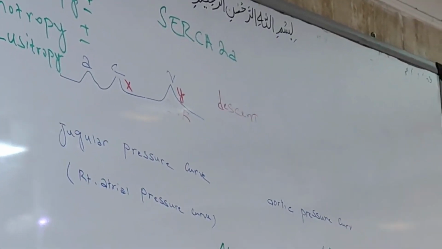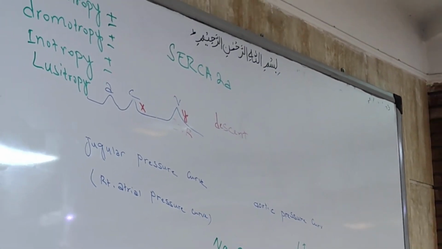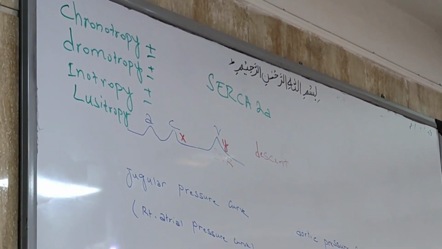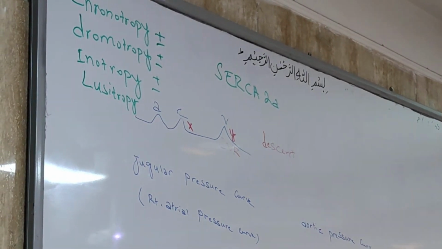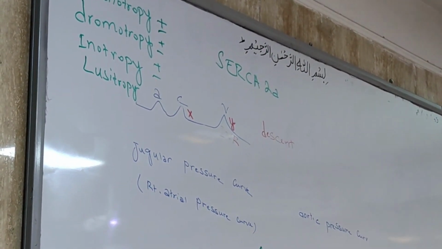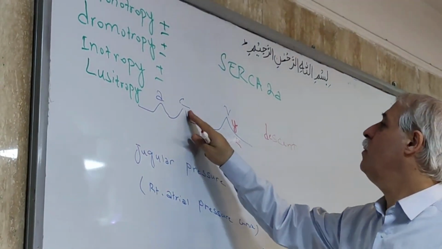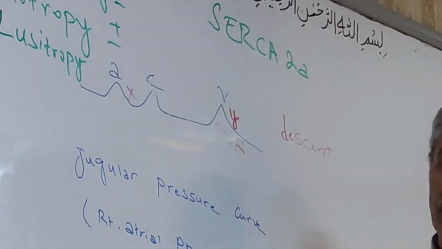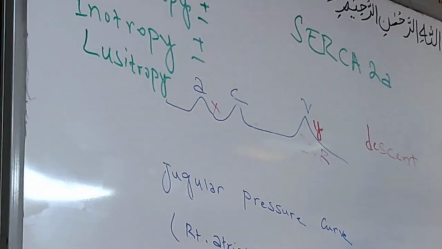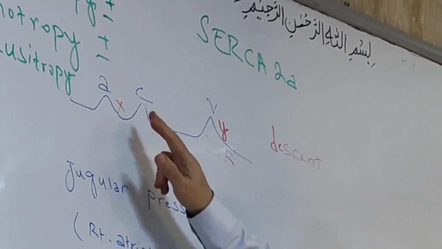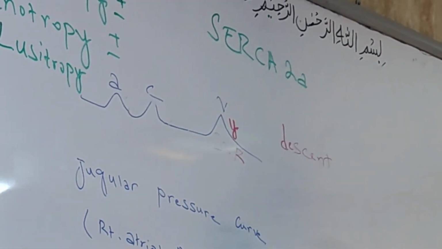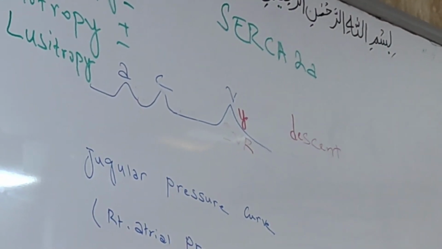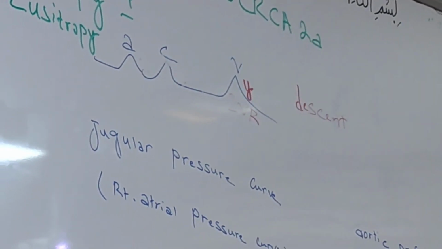After completing atrial contraction, when the atrioventricular valve is open, first the pressure increases, then the pressure drops. This drop is due to the pouring of the blood. So we have 2 descents, X and Y. Forget about the mechanism, because this is not mentioned in the curriculum.